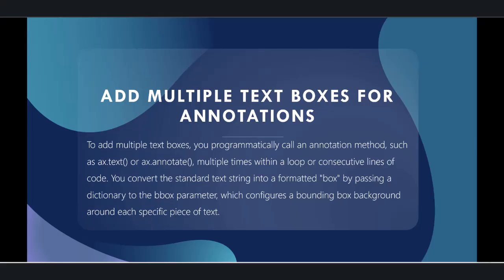As we saw till now, we convert a standard text string into a formatted box by passing a dictionary to the bbox parameter. In the past two examples, we have seen bbox equals dict function. Then we define the background colors or specify some properties to the text in the same way here also by using these functions. Now we'll see an example.